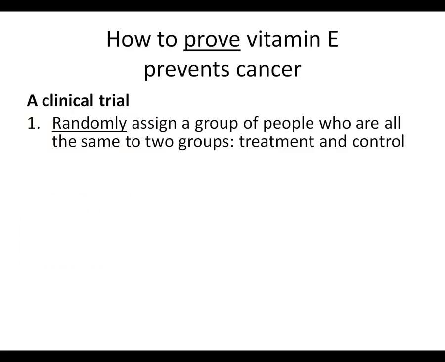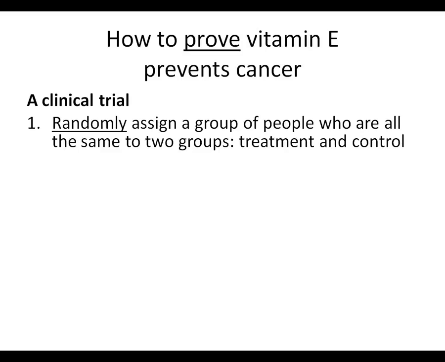So here's how a clinical trial that would actually prove vitamin E prevents cancer would look. This is what an experiment looks like. First of all, you take a group of people who are all the same. They all, as far as you know, don't have cancer, in my case. So you start them out that way, and then you randomly assign them to two groups. One is going to be the treatment group, the other is going to be the control group.